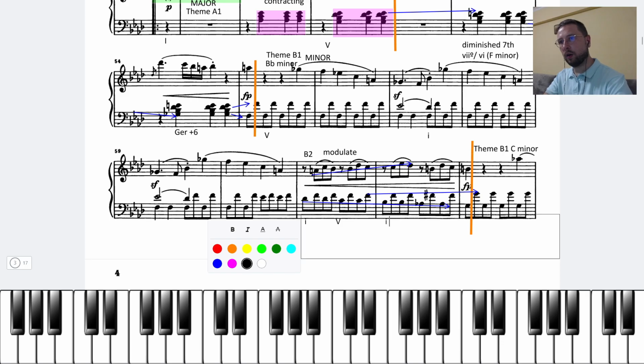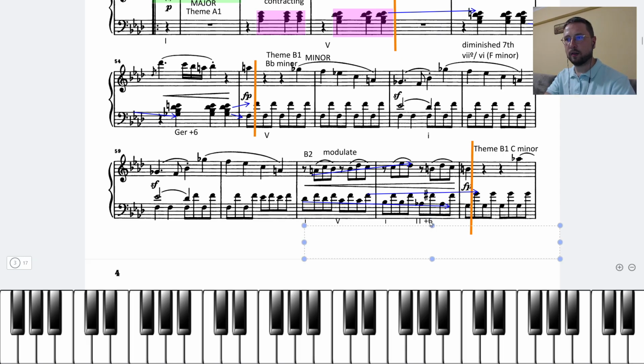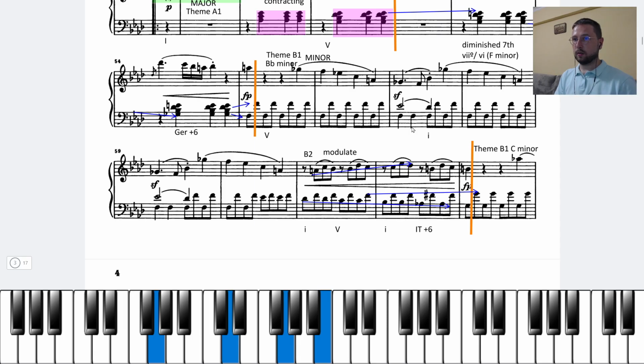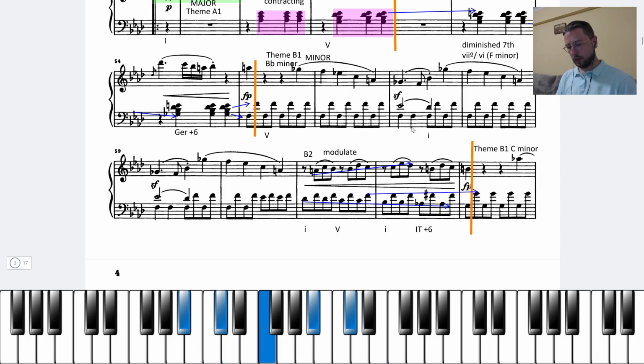But then all of a sudden we're seeing an Italian augmented 6 of the new key, and that's really unexpected. So we'd have the tonic, dominant, back to tonic, and now that becomes augmented 6.